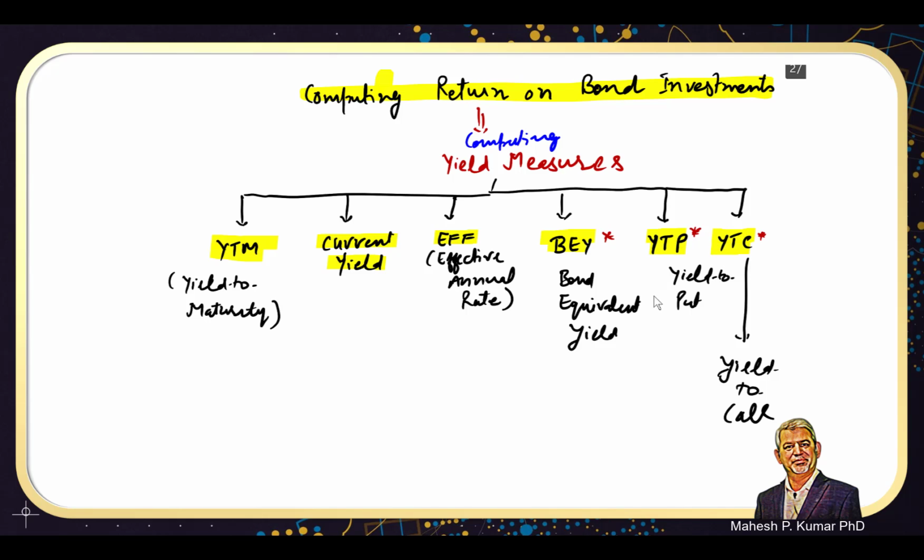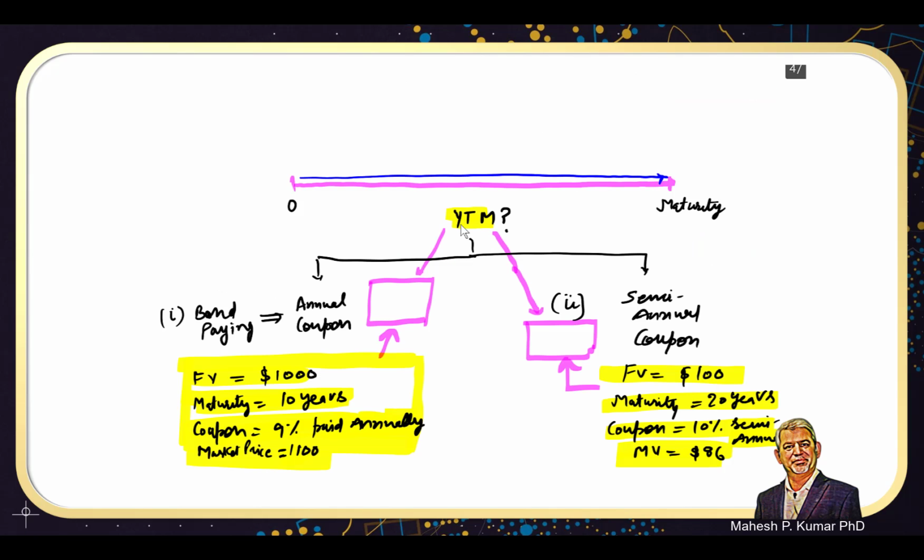So let us start. First of all, we will talk about yield to maturity, current yield, and also effective annual rate. Let us start with the calculation of YTM, yield to maturity. This implies that you are calculating the yield or your return if you hold the bond all the way till its maturity. So what would be your return or yield? That is yield to maturity.